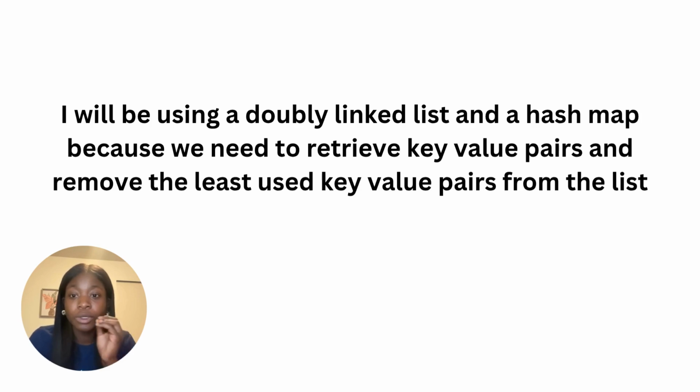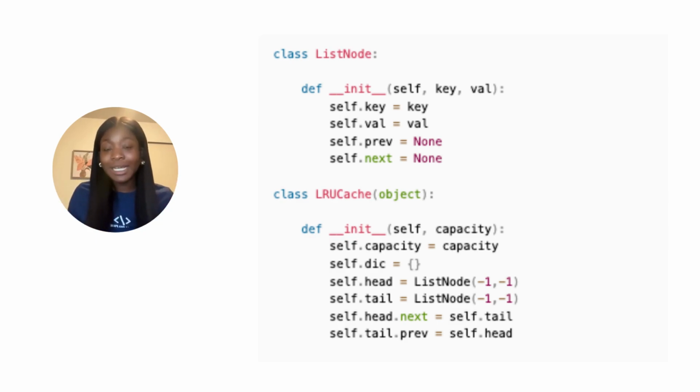Now, because I'm using a hash map, I'm going to be attaching a key to a node. So that's going to be the key value pairs. Now, the first thing I did was to initialize my list node class. So I created a list node class with a key, a value, and a prev and next.